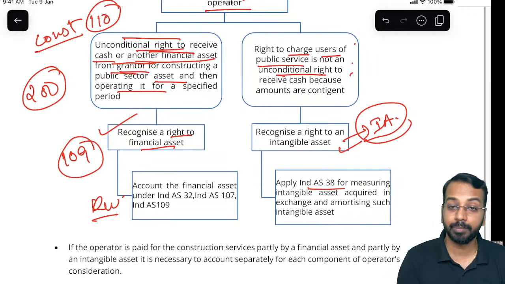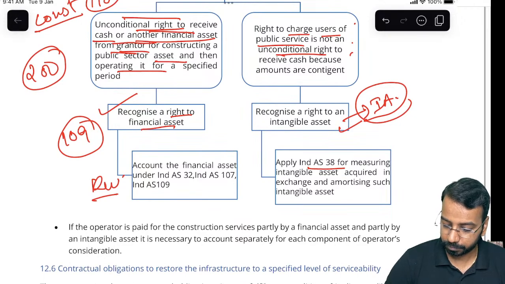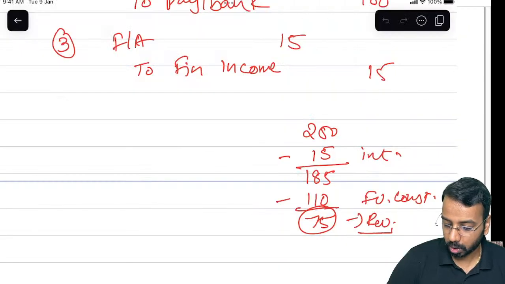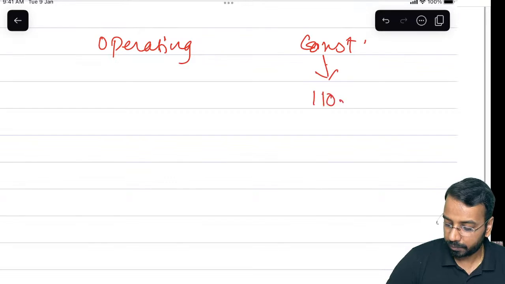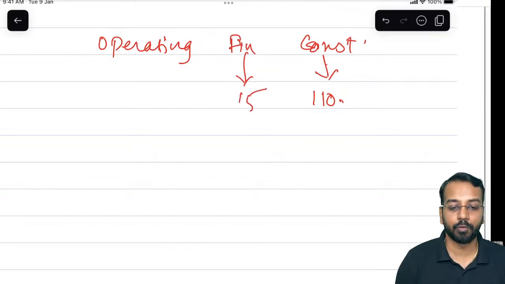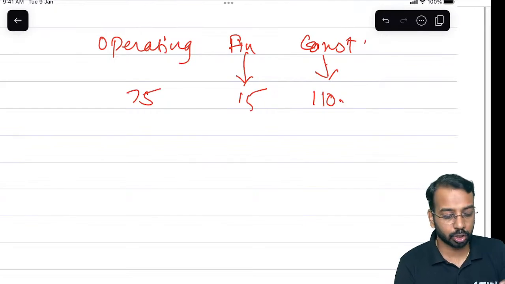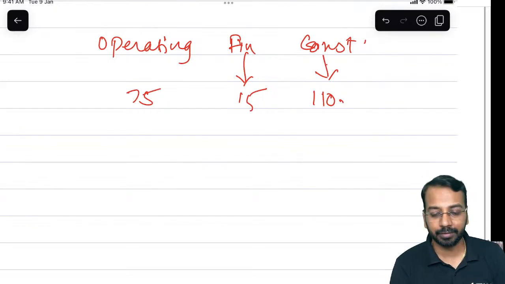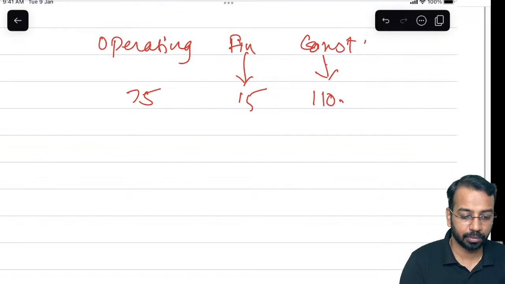Okay. So now, if you see here, the case covers two aspects: operating and construction. For construction, we said 110 is the fair value. 15 we say is finance income. And 75, whatever is left over, is my income related to operation. So as and when I complete the operating activity, the operation of the toll road, I will recognize the revenue based on the progress of operations conducted. Okay. Now let's look at the second part.